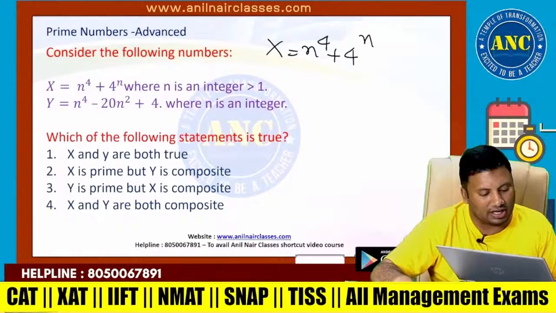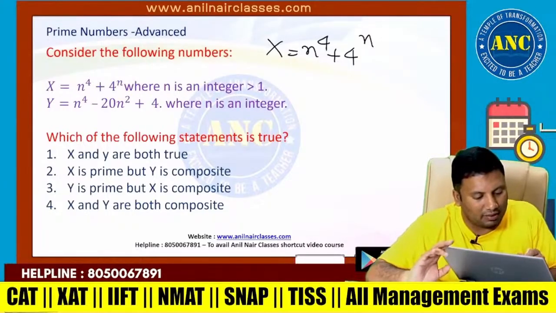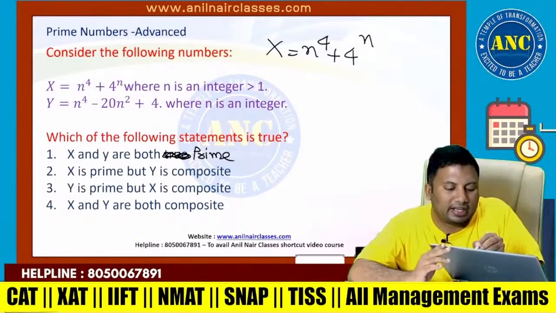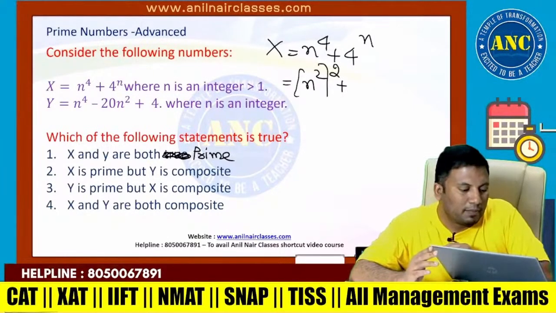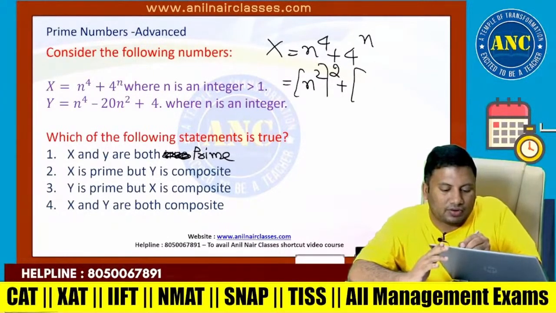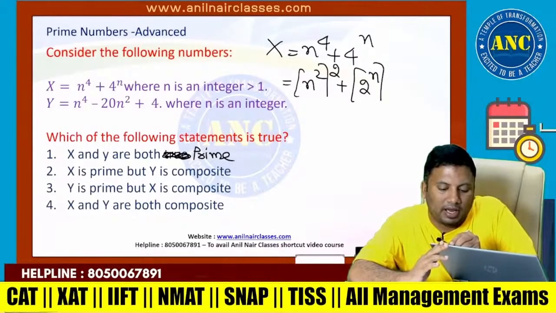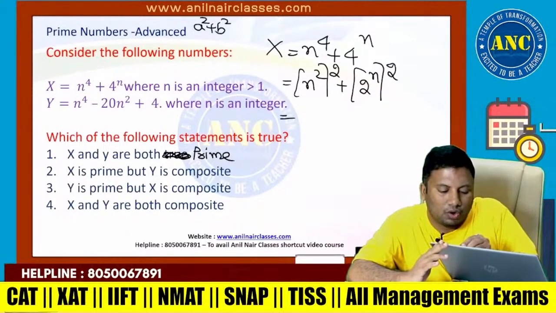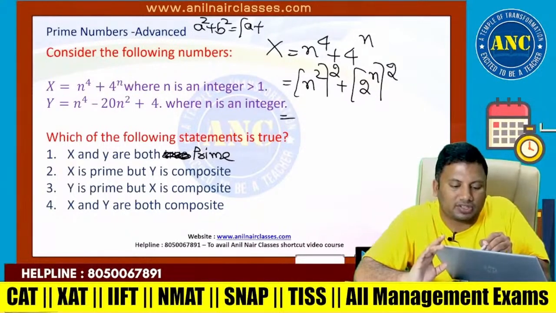Which of the following statements are true? X and y both are prime numbers, we will keep as the first option. These are nothing but (n square) whole square. I hope it is clear. These are nothing but (2 power n) whole square. A square plus b square, we can take it as (a plus b) whole square minus 2ab.